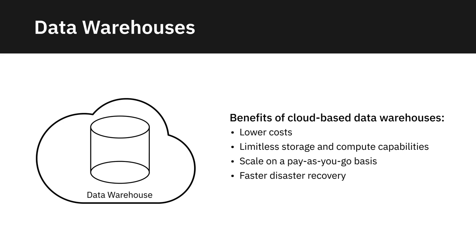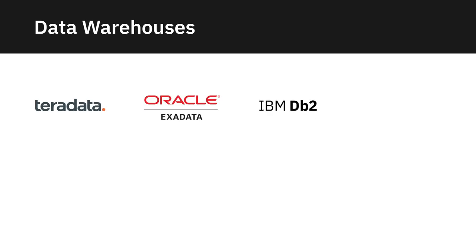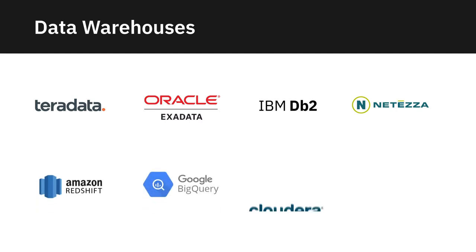As an organization, you would opt for a data warehouse when you have massive amounts of data from your operational systems that needs to be readily available for reporting and analysis. Some of the popularly used data warehouses include Teradata Enterprise Data Warehouse Platform, Oracle Exadata, IBM DB2 Warehouse on Cloud, IBM Netezza Performance Server, Amazon Redshift, BigQuery by Google, Cloudera's Enterprise Data Hub, and Snowflake Cloud Data Warehouse.